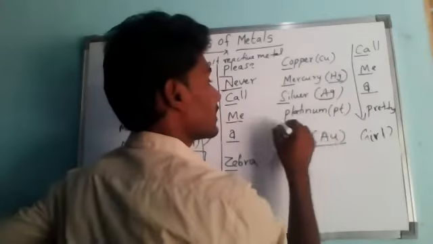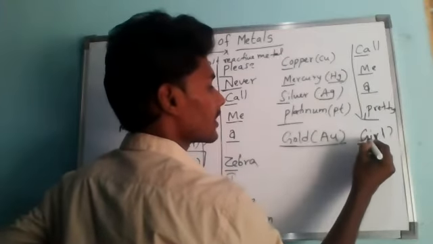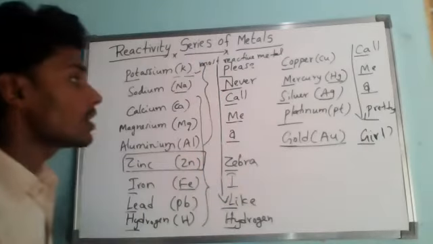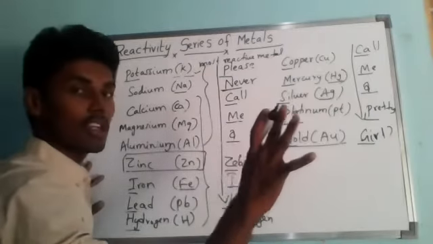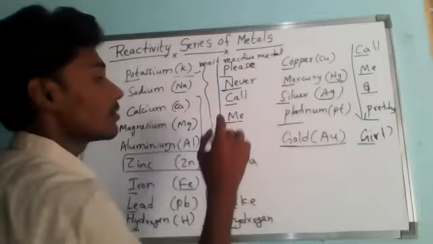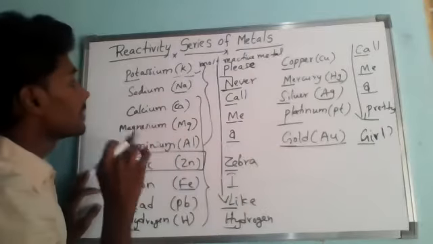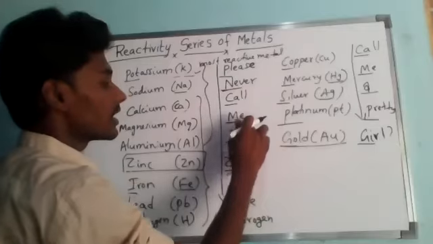Understanding? Like that platinum, P and G for what? Gold. But the symbol of gold is different. That is Au. Understanding? So this is only called the metal activity series. This is not given anywhere in our textbook. This is my own thing which I have made for easy remembrance of the reactivity series of metals. Please never call me a zebra.